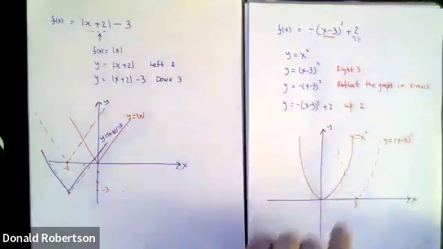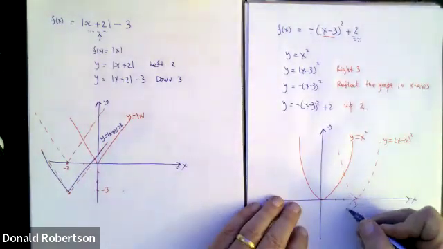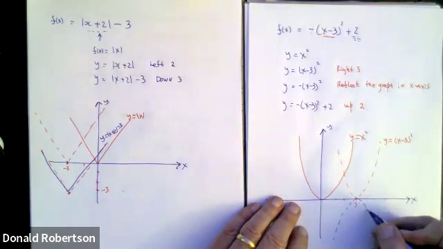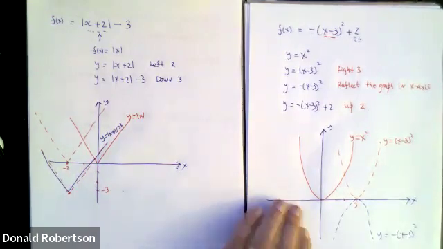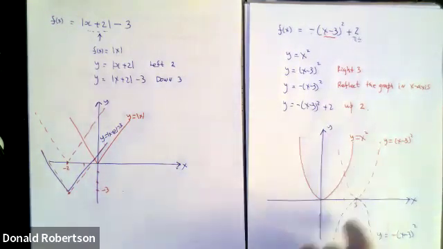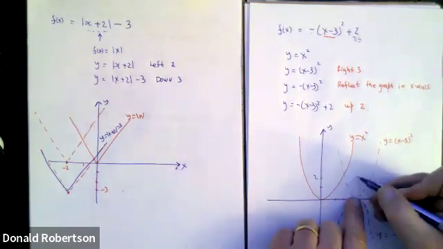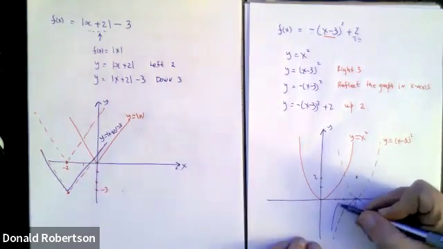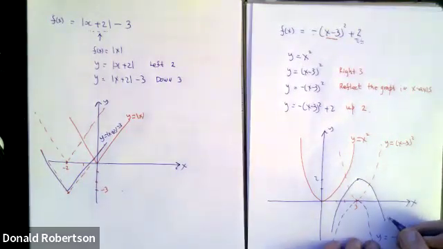Reflect it in the x-axis. Right? Well, if you reflect it, I think I'll change pens. If you reflect it in the x-axis, you see the shape. It's now this fella. And then lastly, take this fella and move him up 2 places. So here. And that, the solid blue one, is the final result.